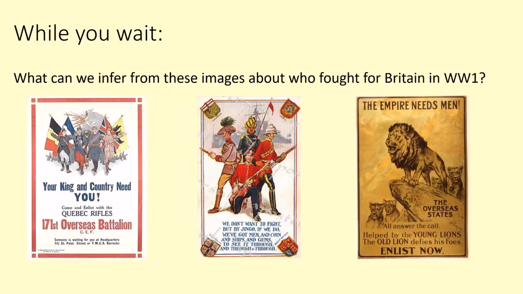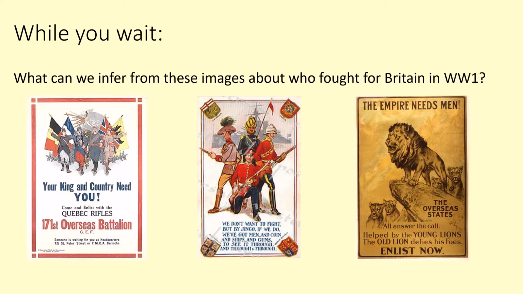So, quick starter task. What I want you to do is have a look at the 3 propaganda posters in front of you and infer what these images suggest about who fought for Britain in World War One. Remember, in an inference question, you need to state what you can infer, so what you can see or tell, and then explain how you can infer that. So pause the video here, just a very quick inference. What can you infer from these images and why? When you're ready to move on, press play.